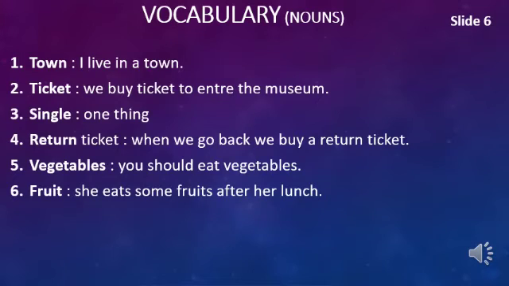Okay, we have here the most important vocabulary in Unit 4, so let's read it together. Town, I live in a town. Ticket, we buy ticket to enter the museum. Single, which means one thing. Return ticket, when we go back, we buy return ticket. So for example, now I'm going to travel to Alexandria, but what should I do to get back to Cairo? I need to buy a return ticket.